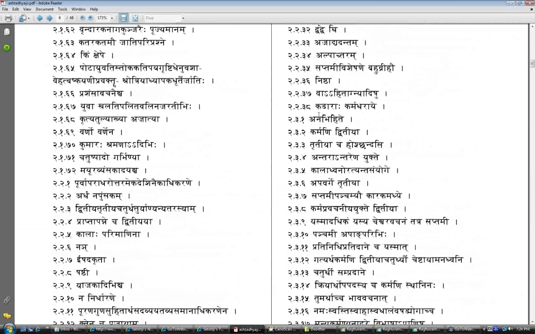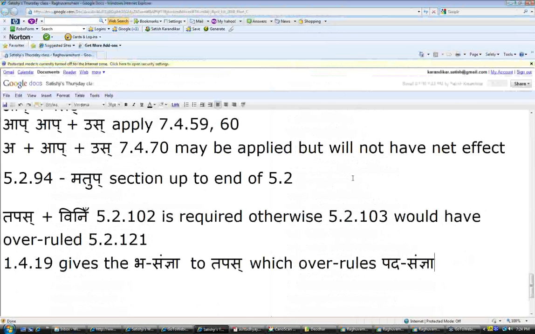Okay, so that's how we didn't get tapovini, we only got tapasvin. Sasajusho Ruhu could not apply because the bhasanya has stopped the padasanya, so therefore we don't apply Sasajusho Ruhu, 8266. All right, so that explains that form, tapas. So we learned a few things here. The Mutupadikaraha, then tapas plus vini came by 52102. That is required, because otherwise the 103 would have overruled 52121.